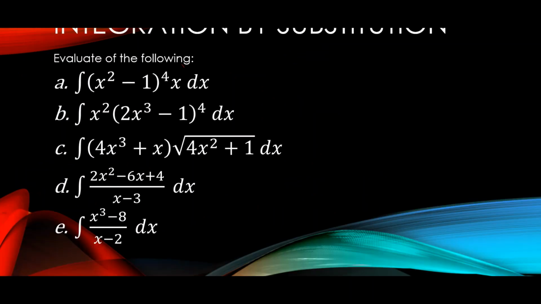So let's have our third example. We have the integral of 4x cubed plus x times the square root of 4x squared plus 1 dx. Okay? Okay, so our function seems a little complicated. However, pwede natin siyang i-simplify. How? Dapat parehas yung nasa loob ng ating radical sign dito sa nasa labas. Okay, so how do we do that?